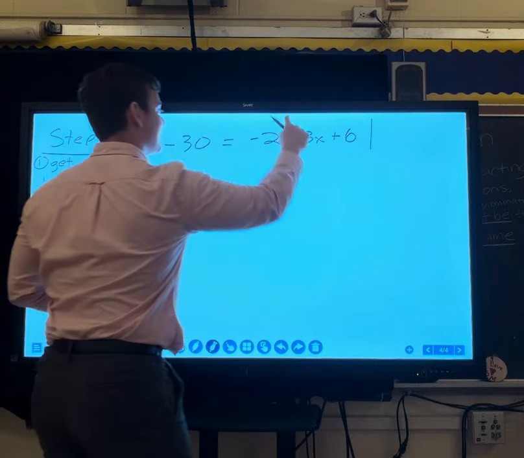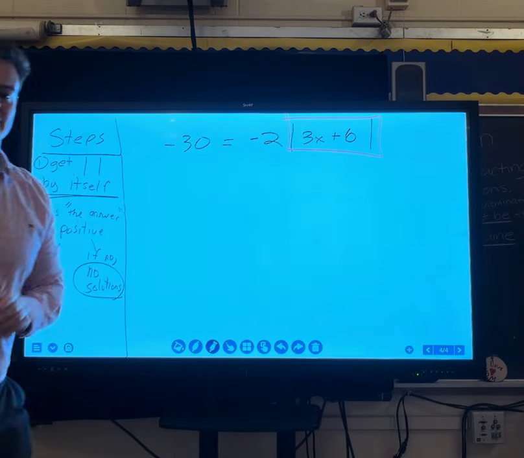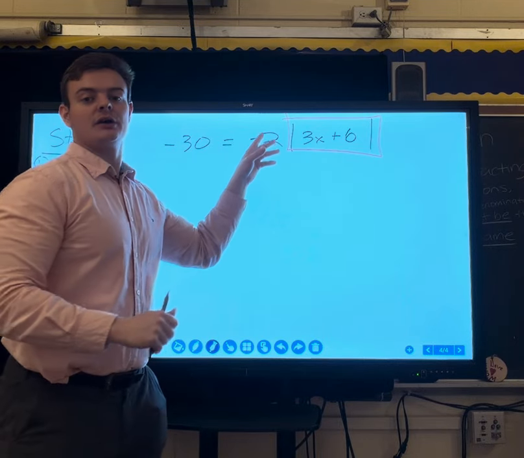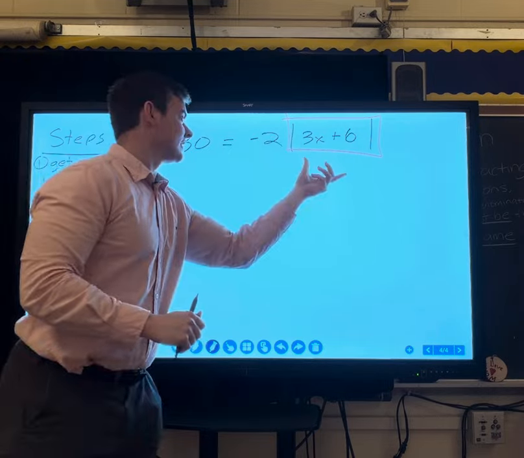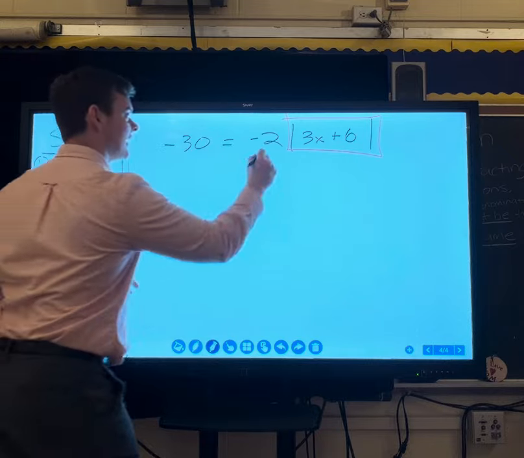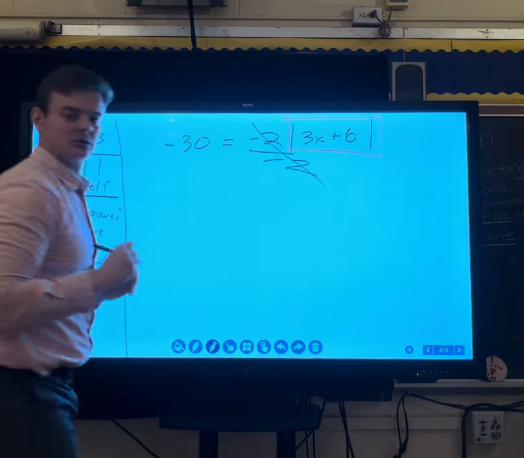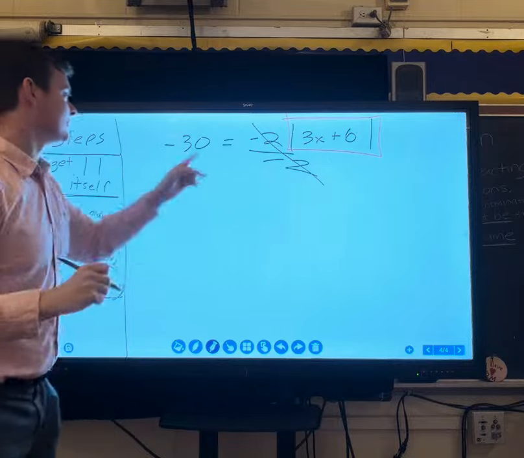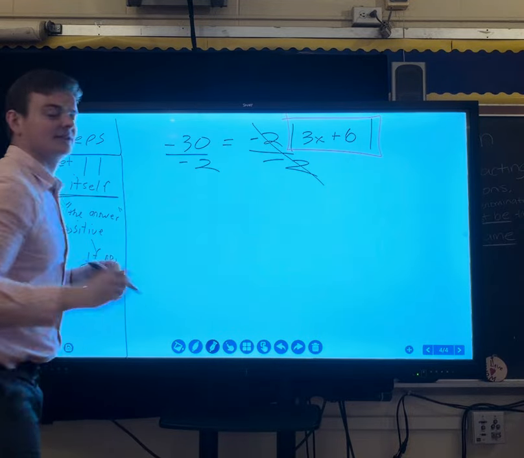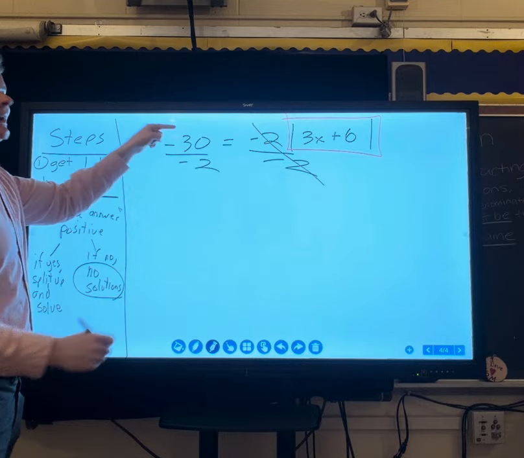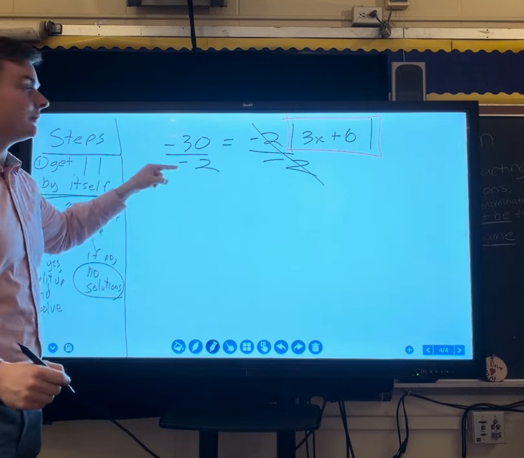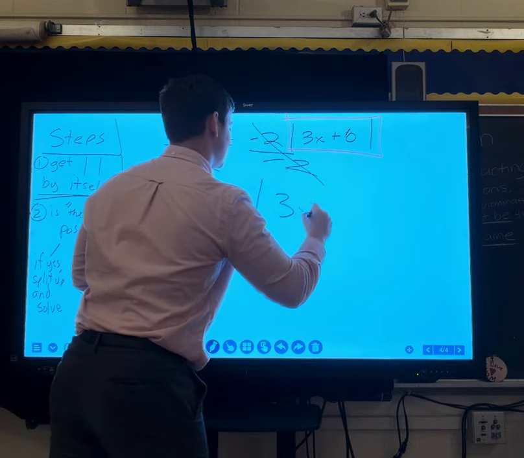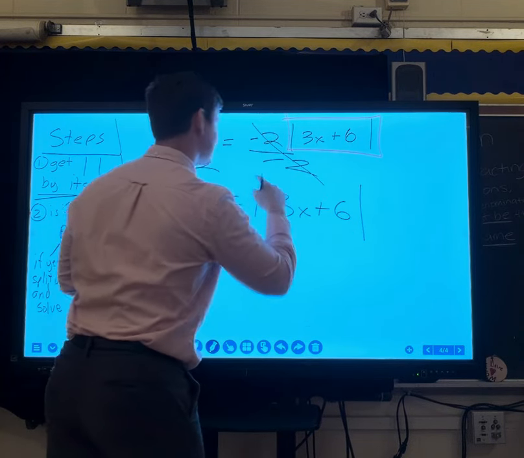So again, I wanna get my box by itself. Right now, there's a negative 2 in front of it. So it's like negative 2 times whatever this box is. To get rid of this negative 2, I divide by negative 2, because that's multiplying with it. If I divide the right side by negative 2, I also gotta divide the left side by negative 2. Negative 30 divided by negative 2, two negatives make a positive. Positive 15 equals 3x plus 6.